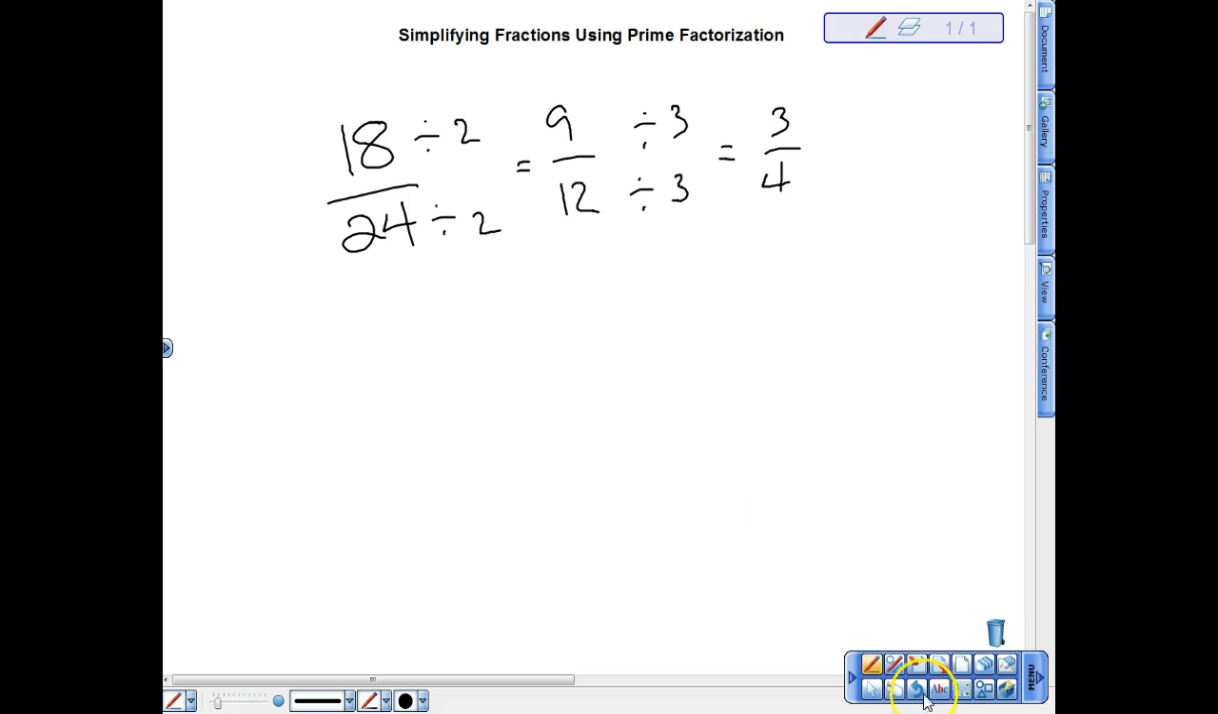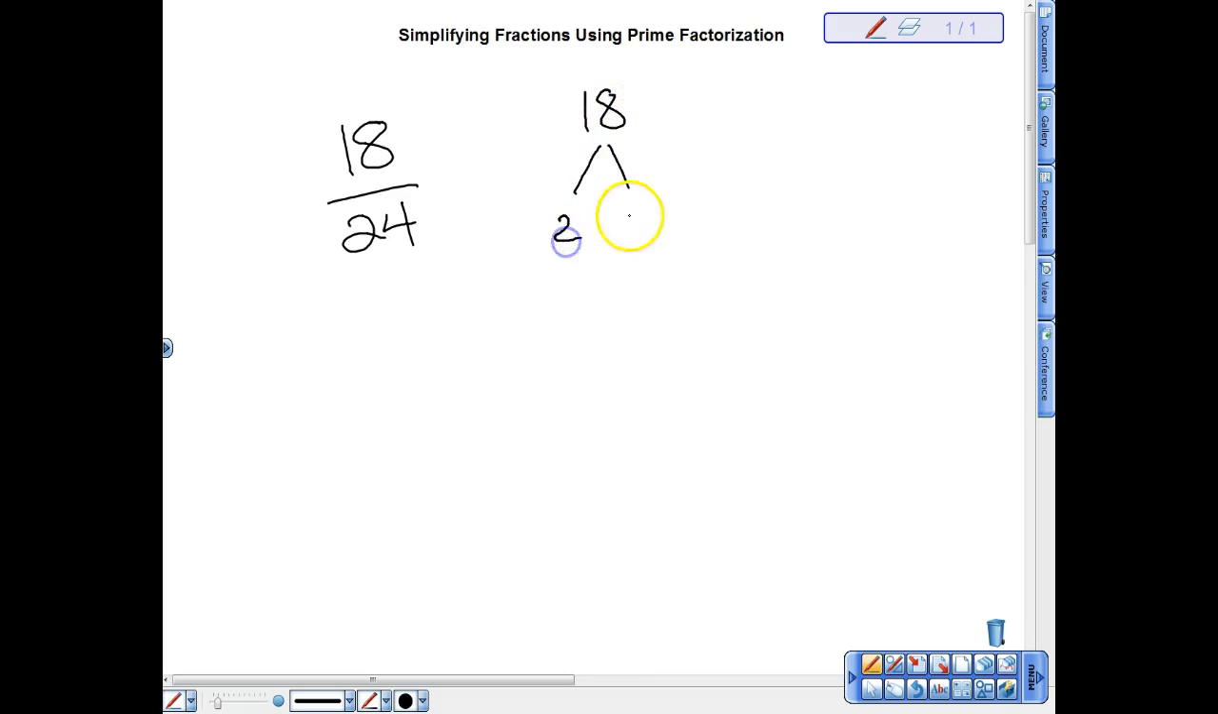But if that's a little trickier for you, if you're not quite sure how to work with those numbers, let's factor them down, get the greatest common factor, and then use that number to divide. So we're going to start off by factoring down 18 and getting the prime factorization of 18. So I'll do 2 and 9. 2 is prime. 9 I can factor into 3 and 3, and those are both prime. So for 18, I get 2, 3, and 3.